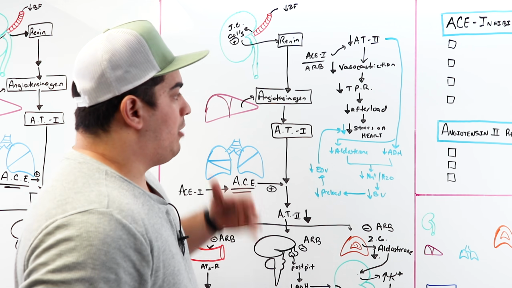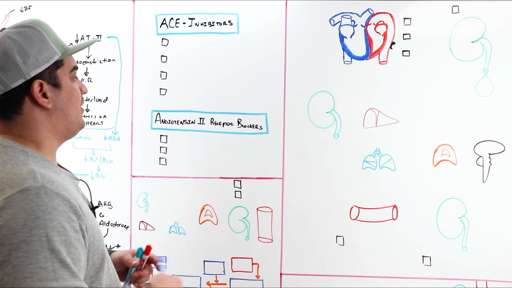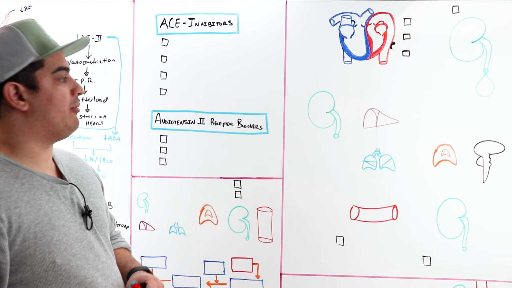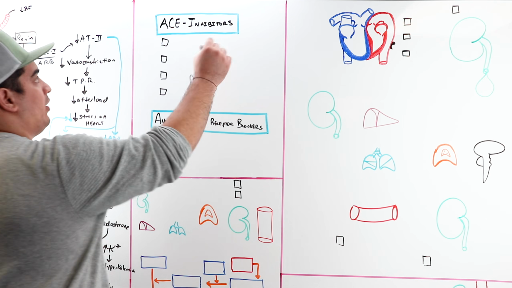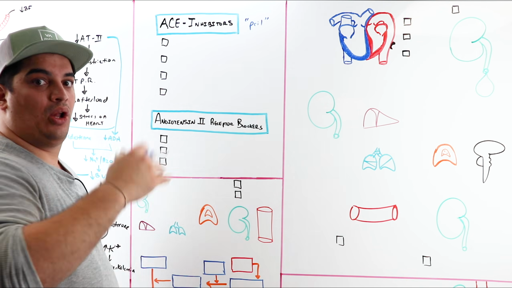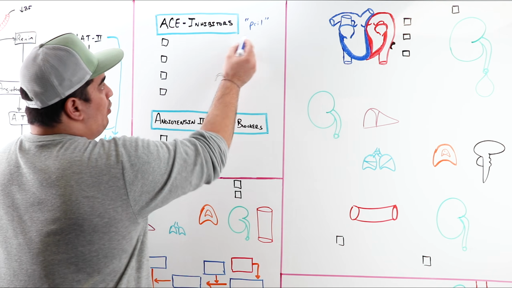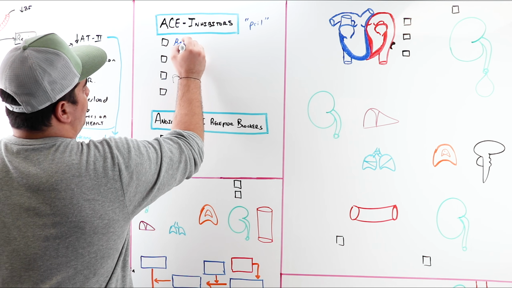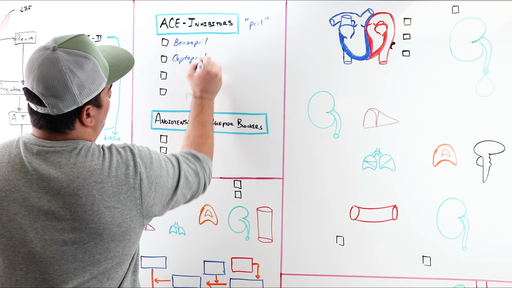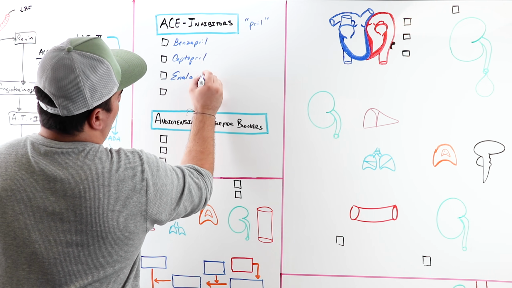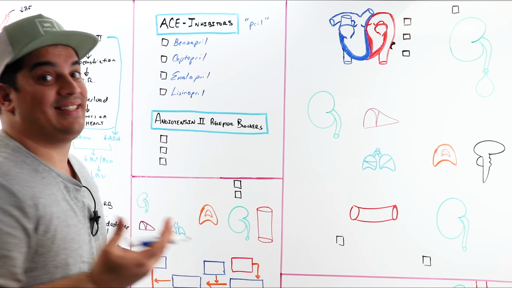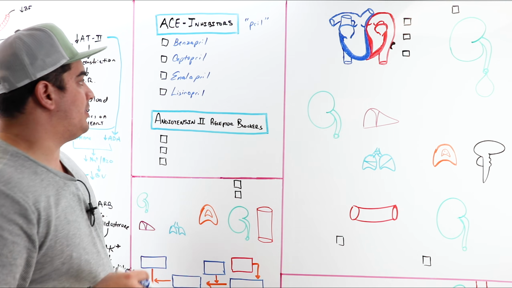All right, so now let's go ahead and talk about the different names of a lot of these ACE inhibitors that you might see, or angiotensin II receptor blockers that can come up. So names. The best way to remember the ACE inhibitors is they usually end in pril. So just like beta blockers end in alol, the ACE inhibitors will end in pril. So what are some of them? Benazepril, captopril, enalapril, and lisinopril. So these are some of those ACE inhibitors, angiotensin converting enzyme inhibitors.